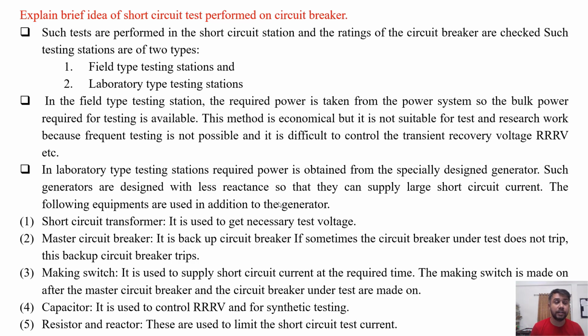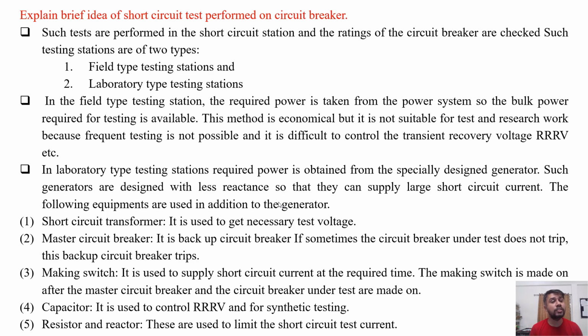Master circuit breaker. It is a backup type of circuit breaker, if sometimes the circuit breaker under test does not trip during the operation. This backup circuit breaker trips and saves the apparatus. Making switch. It is used to supply short circuit current at the required time. The making switch is made on after the master circuit breaker and the circuit breaker under test are made on.